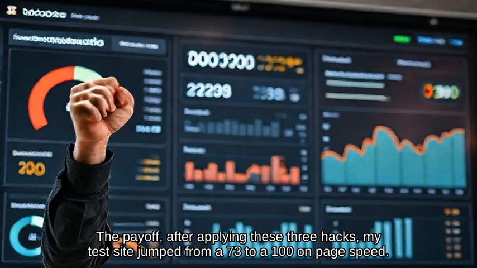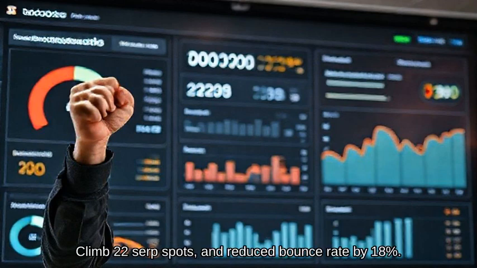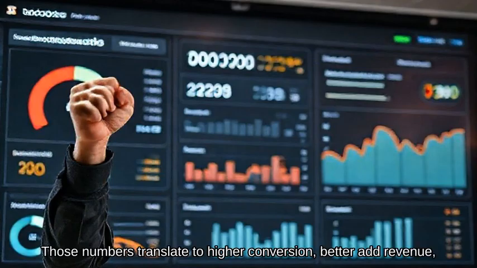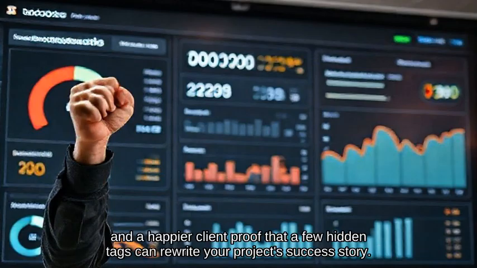The payoff? After applying these 3 hacks, my test site jumped from a 73 to a 100 on page speed, climbed 22 SERP spots, and reduced bounce rate by 18%. Those numbers translate to higher conversion, better ad revenue, and a happier client. Proof that a few hidden tags can rewrite your project's success story.